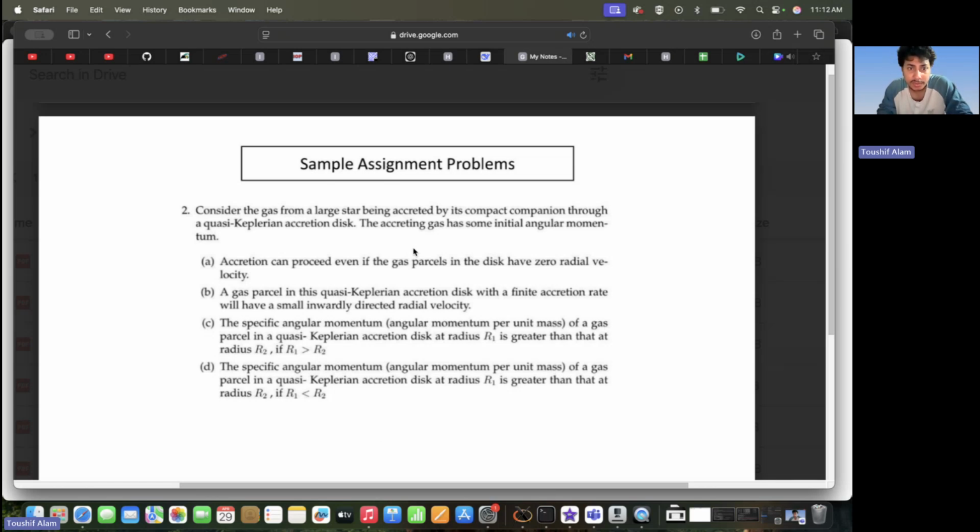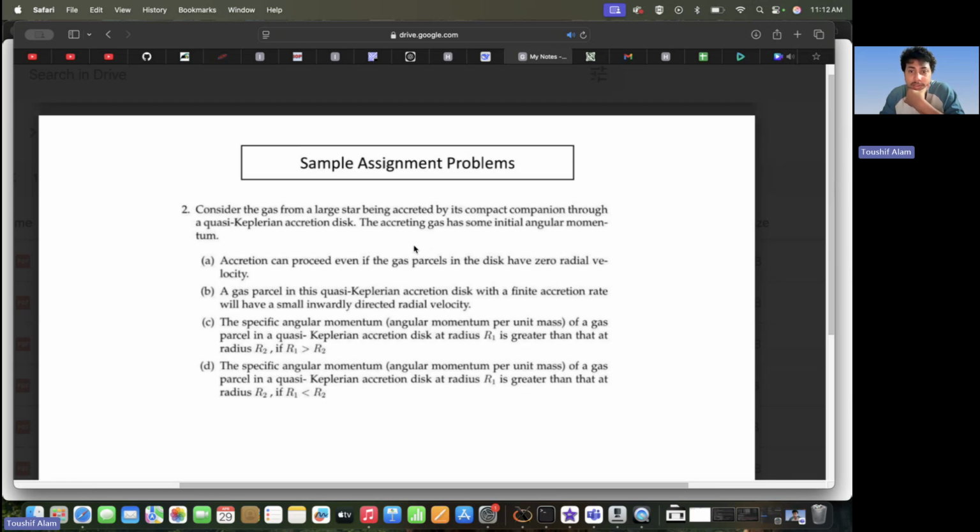velocity. The specific angular momentum per unit mass of a gas parcel in a quasi-Keplerian accretion disk at radius r1 is greater than that at radius r2 if r1 is greater than r2. The specific angular momentum per unit mass of a gas parcel in a quasi-Keplerian accretion disk at radius r1 is greater than that at radius r2 if r1 is less than r2.